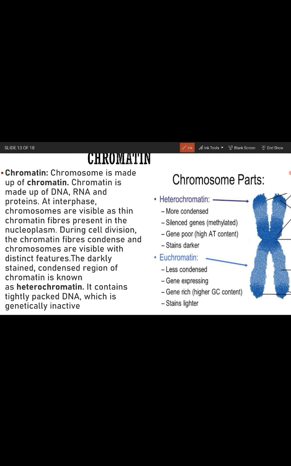Chromatin. Now what is chromatin? A chromosome is made up of chromatin. You already know the chromosome is made up of chromatin, and the chromatin is made up of DNA, RNA and proteins. At interphase, chromosomes are visible as thin chromatin fibers present in the nucleoplasm. So in interphase, if you have done the practical, what you can see is, if this is a cell, this is its nucleus, and thin thread-like structures are present in the nucleus. These are the chromatin.